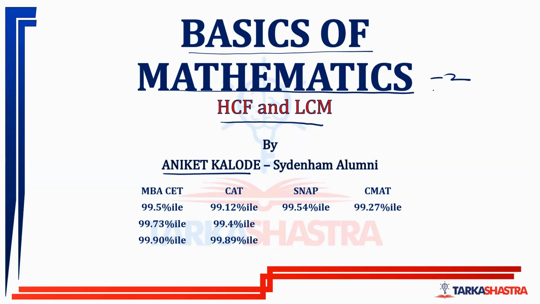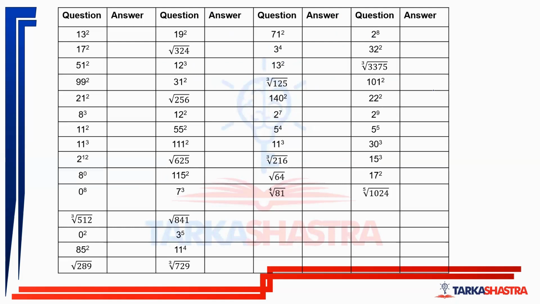And whatever we have studied in basics of mathematics session 1, we are going to test it here again. So, what is 13 square? It is 169, 17 square, 289, 51 square is 2601, 99 square is 9801, 21 square is 441, 8 cube is 512, 11 square is 121, 11 cube is 1331, 2 raised to 12 is 4096, 8 raised to 0 is 1, 0 raised to 8 is 0.